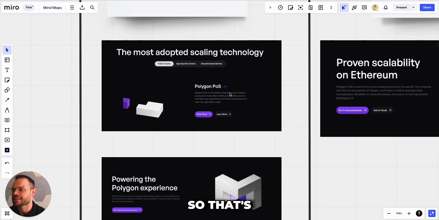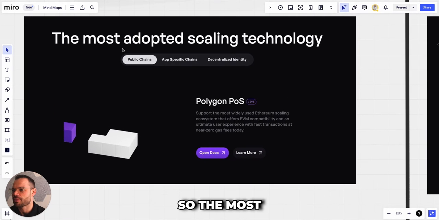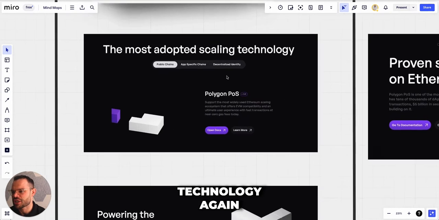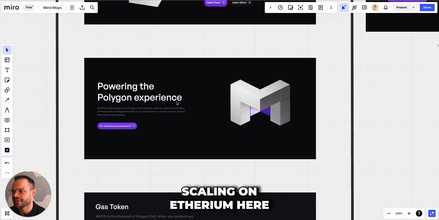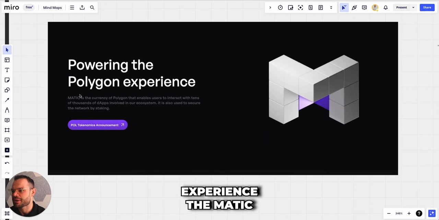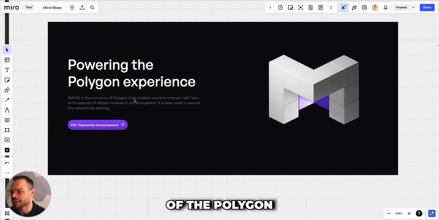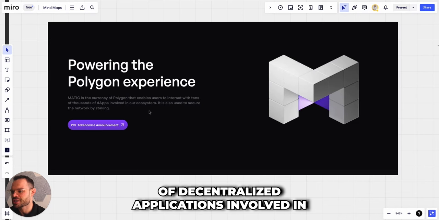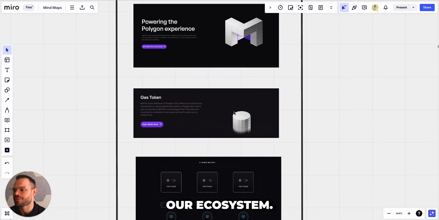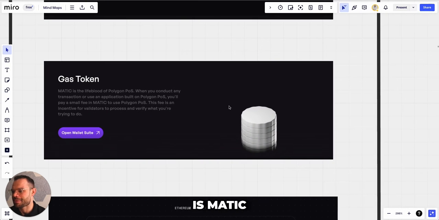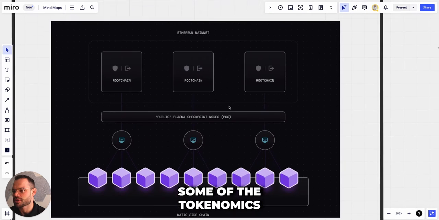So that's what Polygon is at a fundamental level, and the MATIC token is the gas token that helps to power the Polygon network. The most adopted scaling technology, again talking about scaling on Ethereum here, powering the Polygon experience. The MATIC token is the currency of the Polygon network that enables users to interact with tens of thousands of decentralized applications involved in our ecosystem. The gas token, as we said, is MATIC, and we'll be talking about some of the tokenomics in a moment.